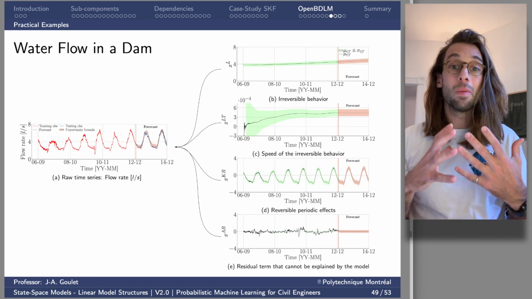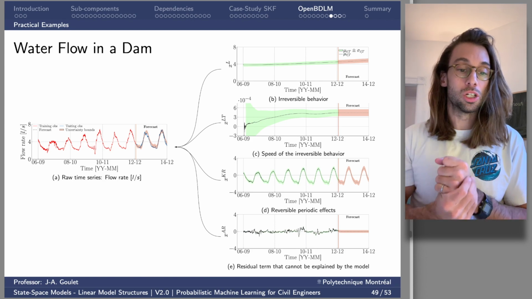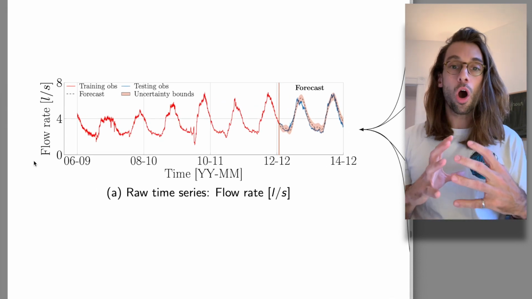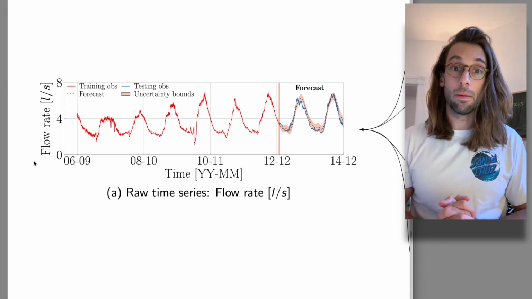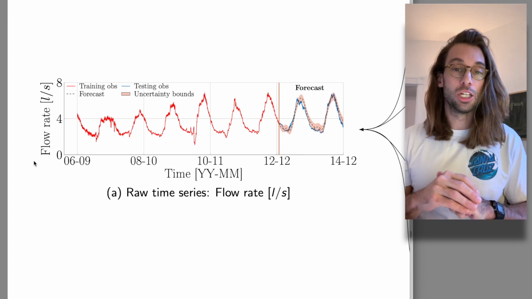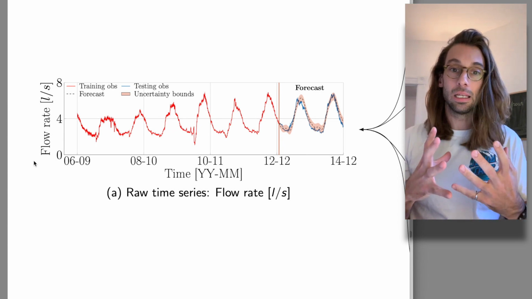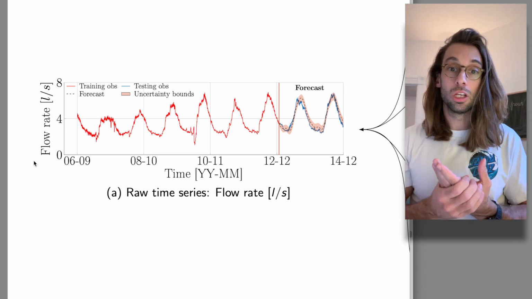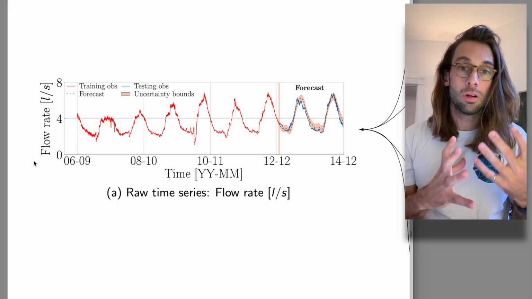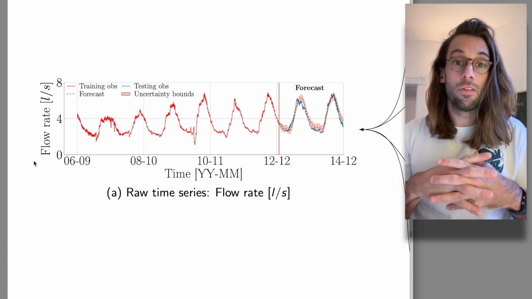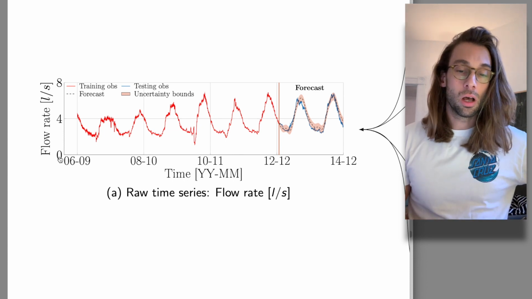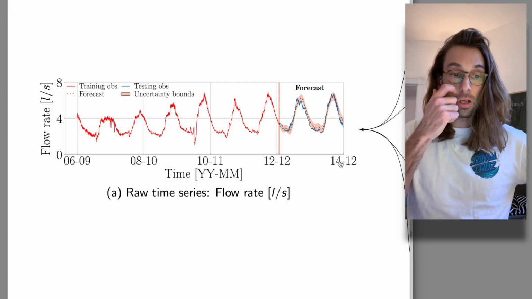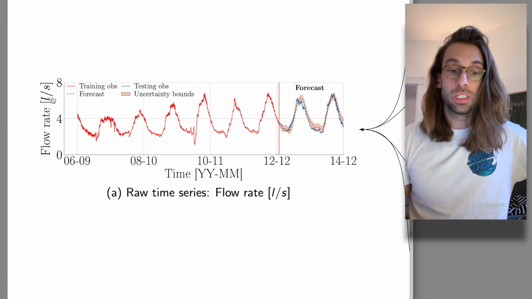Okay? So here are some examples of application of usage of OpenBDLM. So what we see here is the raw data. What we have is the water flow that runs through a dam. Okay, this is a key part for the engineers in order to know, is my dam healthy? The less water flowing through it, the less cracks I have, the better its condition. So this is a key thing to monitor as a proxy for the dam health. On the horizontal axis, we have data from 2006 till 2014. On the vertical axis, we have the flow rate in liters per second.